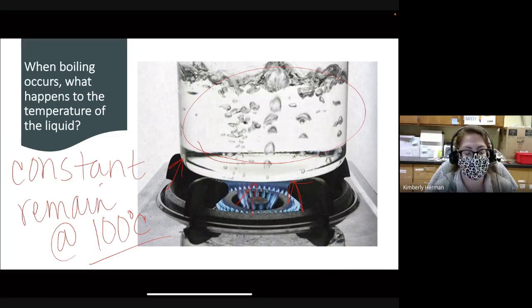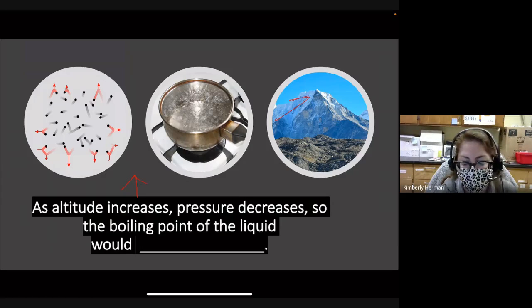Now, the final question. As altitude increases, so as we're going up our mountain, the pressure of our gas molecules is decreasing. What's going to happen to our water that we're boiling? Would the boiling point be higher or lower?